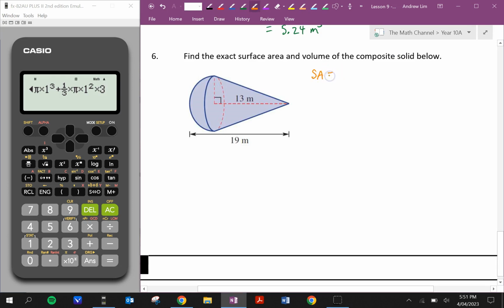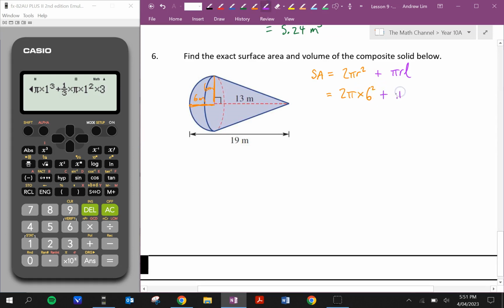Surface area. We've got the curved bit of a hemisphere, so that's 2 pi r squared. And we've got the curved bit of a cone, pi r l. So let's sub in some values. We can see here that the radius is 6 because this bit here is 6 meters. 6 plus 13 gives us the 19. If that's 6, this is 6 as well. Okay, so that's the radius.